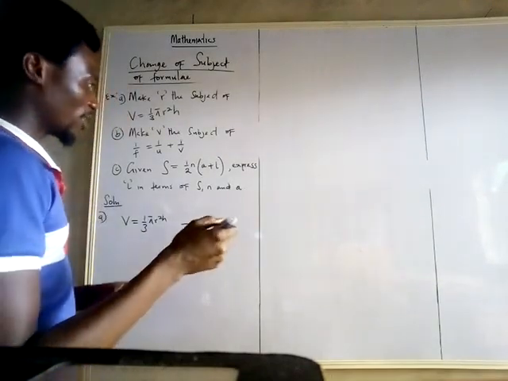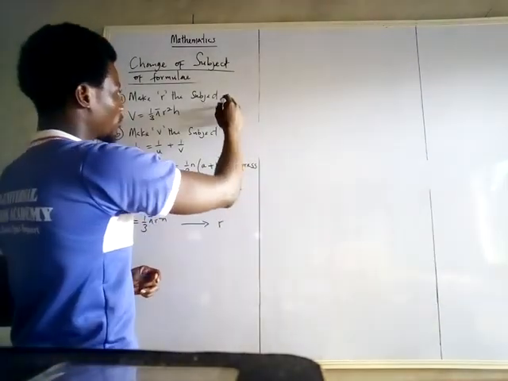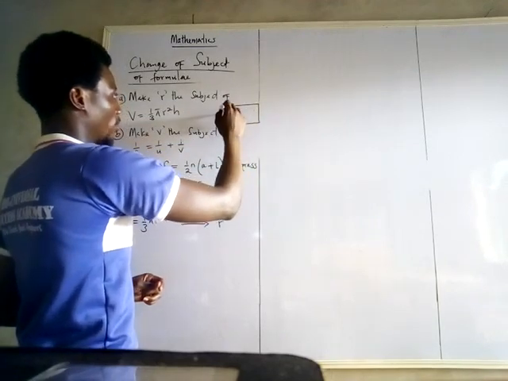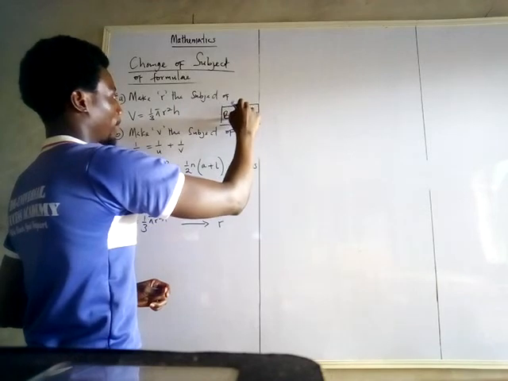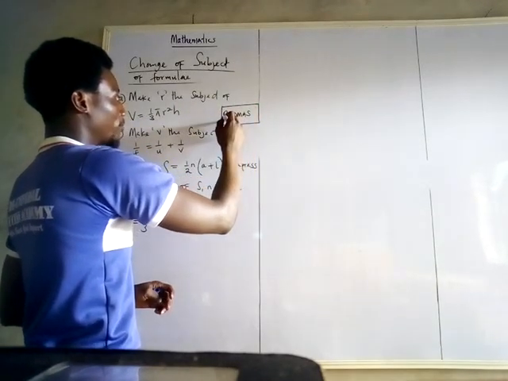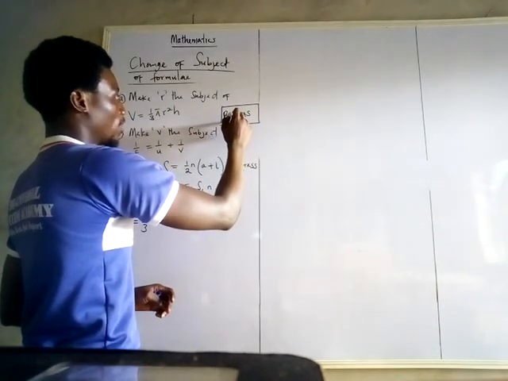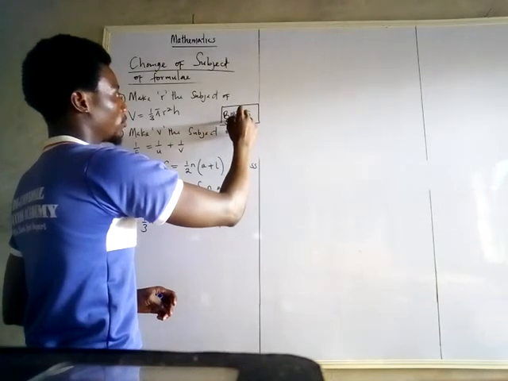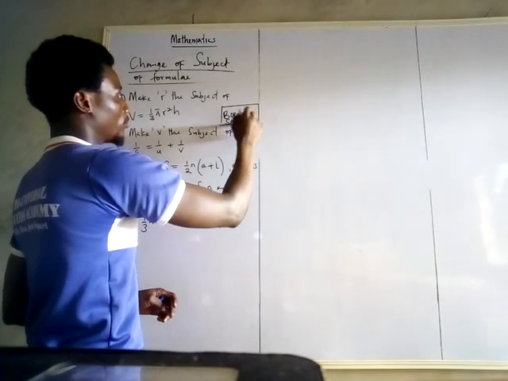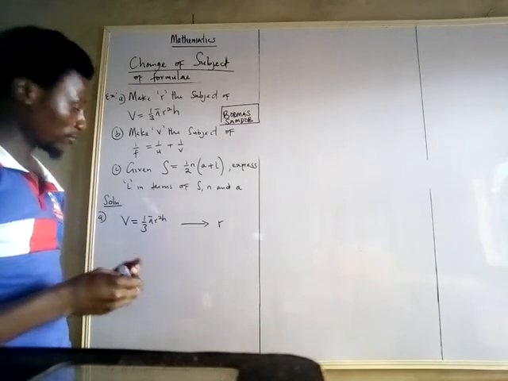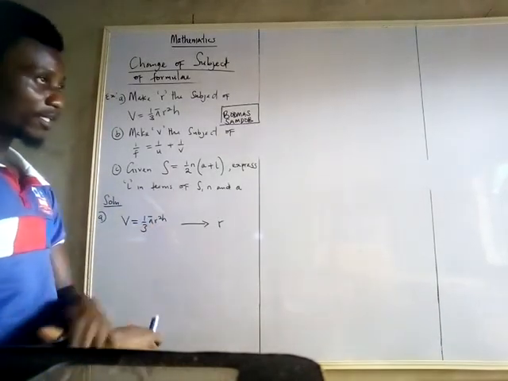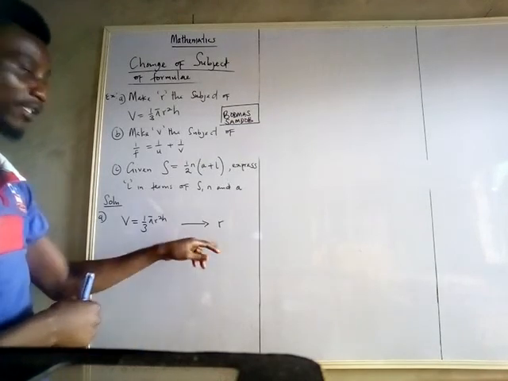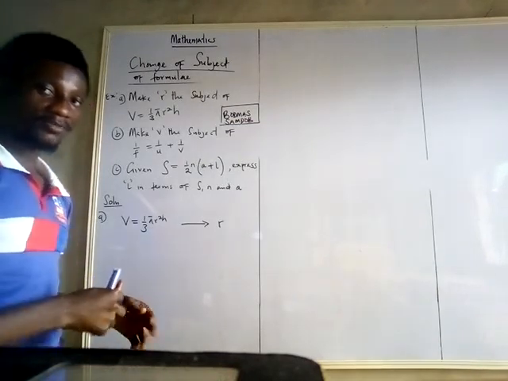And don't forget our watchword. We have what? BODMAS. But we are going to start from the back. Starting from the back, it means SODMAS. Now, when you look at the question, we have V equals 1/3 of pi R squared h, and we are making R the subject of the formula.